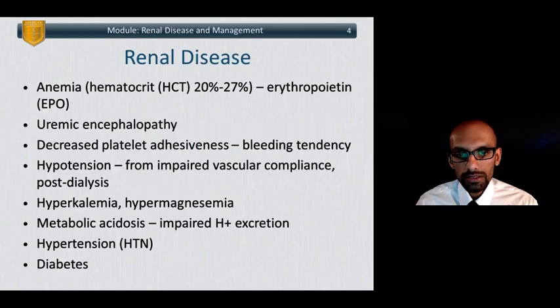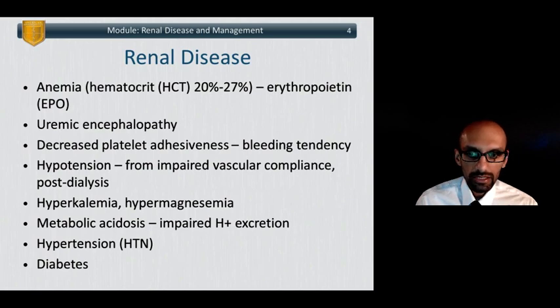So you are well acquainted with the end-stage manifestations of renal disease, which include, but are not limited to, anemia, of course, anemia of chronic disease, largely due to the lack of erythropoietin release from the diseased kidneys. Uremic encephalopathy can occur due to the buildup of unexcreted toxins and metabolic byproducts. Decreased platelet adhesiveness, which leads to bleeding tendency, thought to be due to alterations and decreases in the release of von Willebrand's factor and factor VIII.